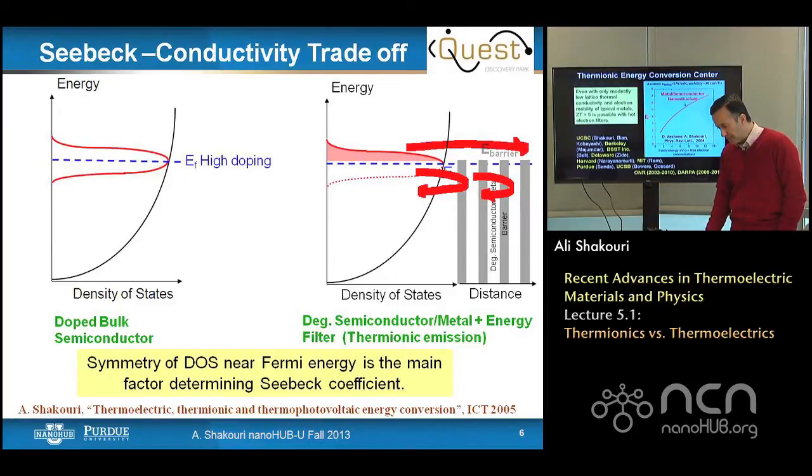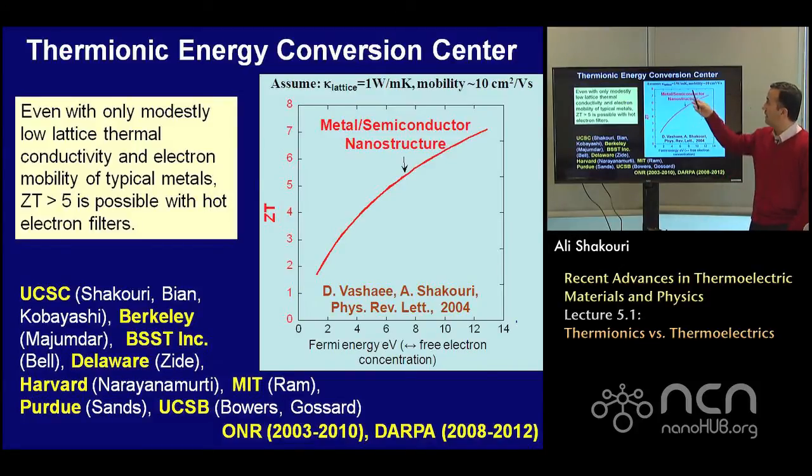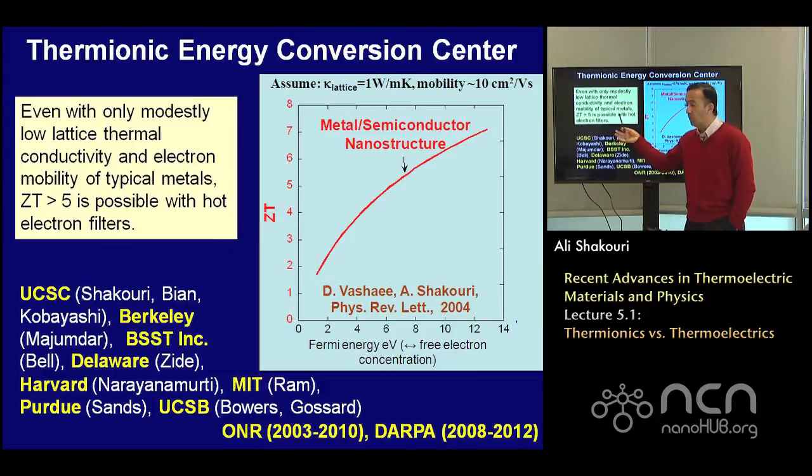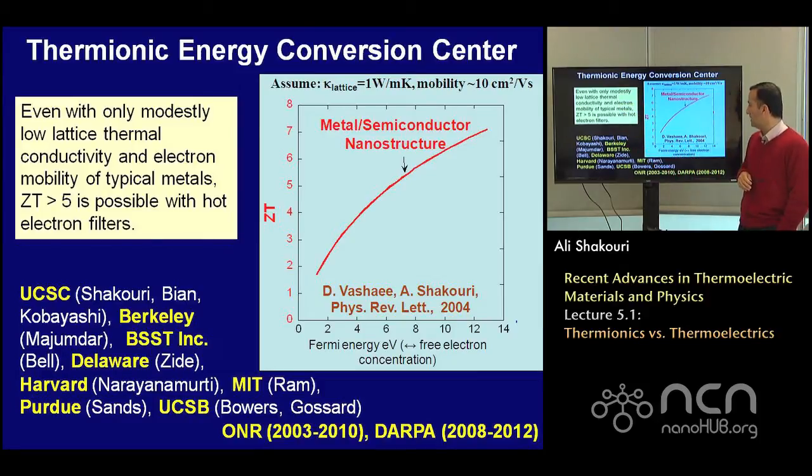What is the potential of this? That was the basis of a center we had for quite a few years, the Thermionic Energy Conversion Center. If one could take a metal with a large Fermi energy, on the order of a couple of electron volts, and put in a perfect electron filter, ZTs of 2 to 7 would be possible, even with a lattice thermal conductivity of 1 watt per meter Kelvin, which is low but achievable, and an electron mobility of a typical metal, which is 10 centimeters squared per volt second. So that's the motivation for why this effort was started.